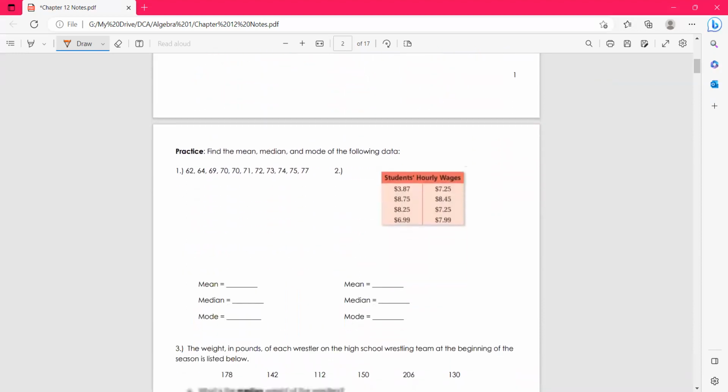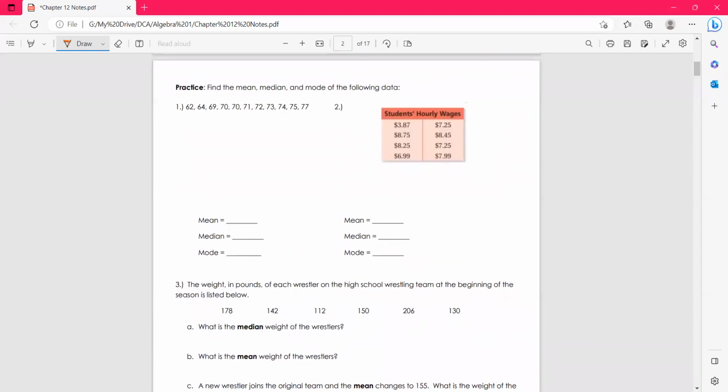Okay, so let's practice finding the mean, median, and mode of the following data. We need to find the mean, and into a calculator, you're going to add all of these up. So go ahead, practice, add all of these numbers up. 62 plus 64 plus 80, 69 plus 70 plus 70 plus 71 plus 72 plus 73 plus 74 plus 75 plus 77. And we are going to divide them by 1, 2, 3, 4, 5, 6, 7, 8, 9, 10, 11, because there are 11 numbers in this data set.